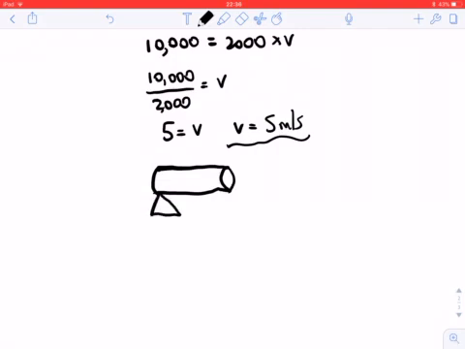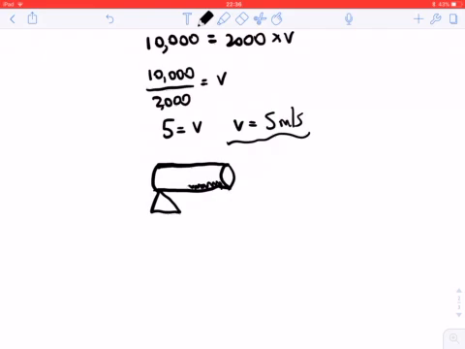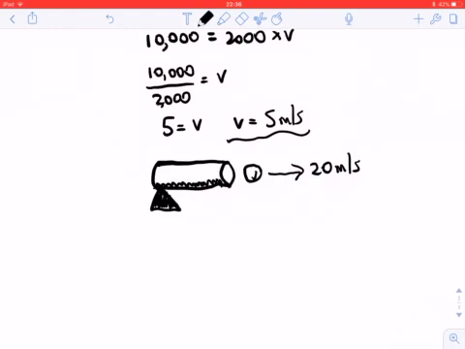So I've got a cannon which is firing a cannonball, and the cannonball is going to fly out of the cannon with quite a high velocity. Let's give it a velocity of 20 meters per second, and let's assume that the cannonball has a mass of, say, 5 kilograms. And let's say that the cannon itself has got a mass of 25 kilograms.